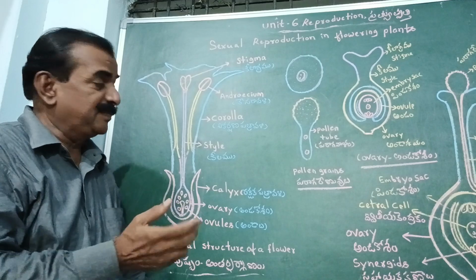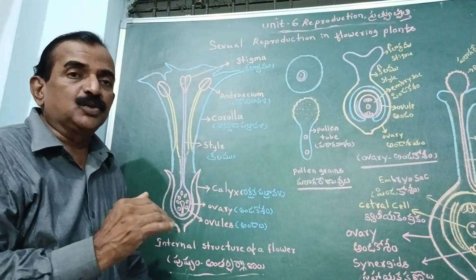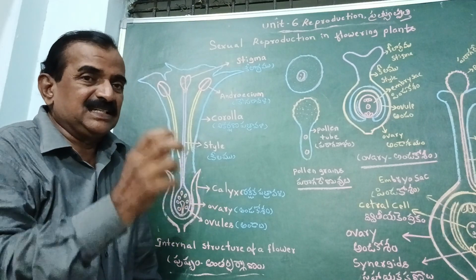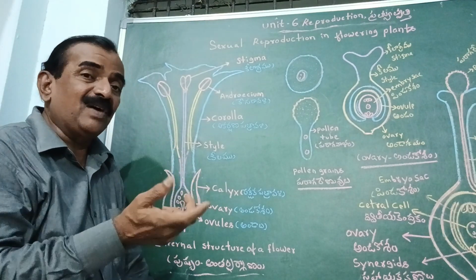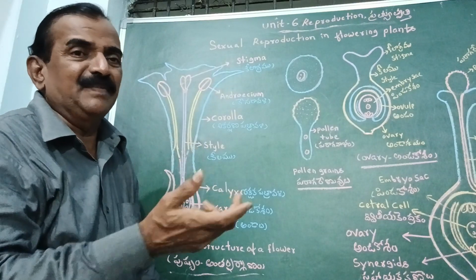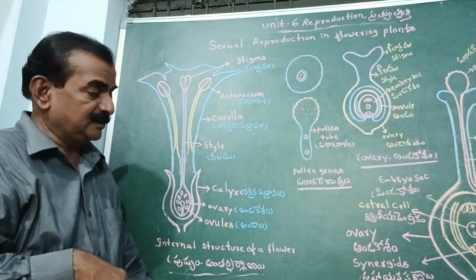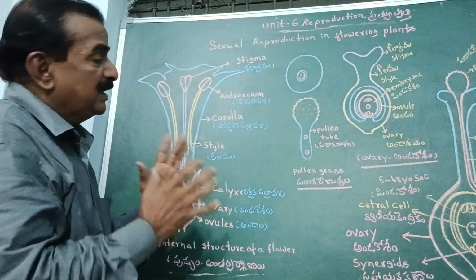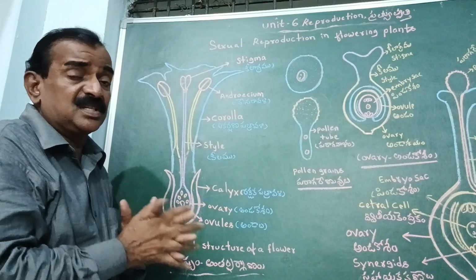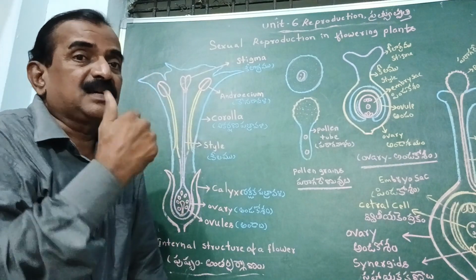Gynoecium and also androecium. And unisexual flowers, for example papaya and bottle gourd, they have what? Only one sex organ. So they may have either gynoecium or stamen, androecium. Those flowers are called unisexual flowers. Again, in this concept we are going to discuss what is self-pollination and what is cross-pollination.